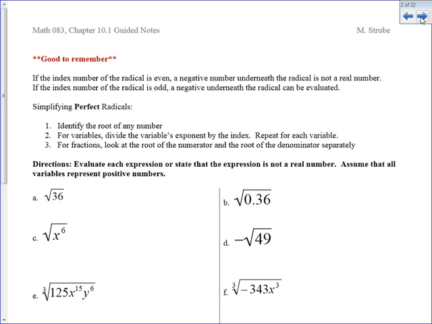So we're going to be looking at that little number to tell whether or not we have a real number. So simplifying perfect radicals: identify the root of any number. For the variables, divide the exponent by the index. And for fractions, we're going to separate them. So I'm going to teach you today how to use your calculator to find all of your different roots. You could also use your little perfect table on the front. So square root of 36, 6. Now how to get that with your calculator.